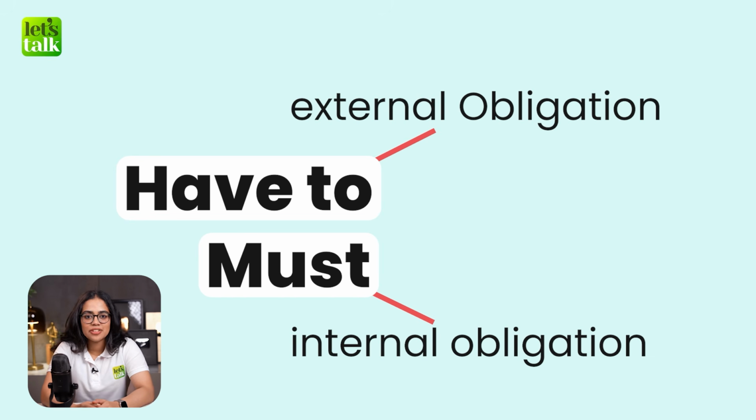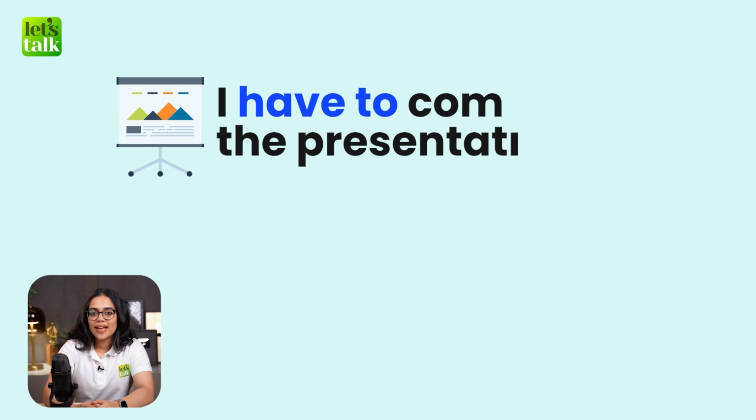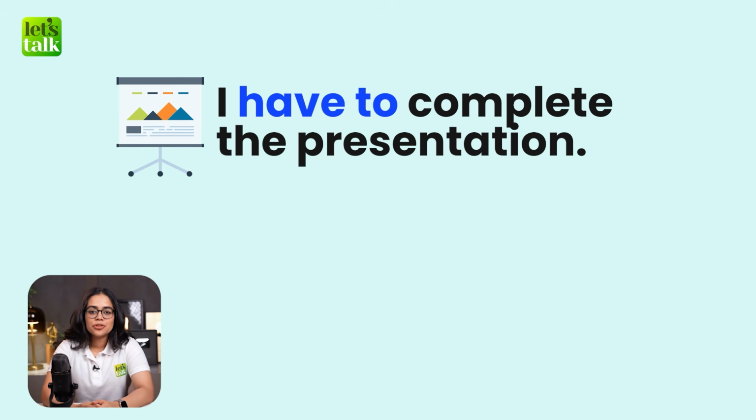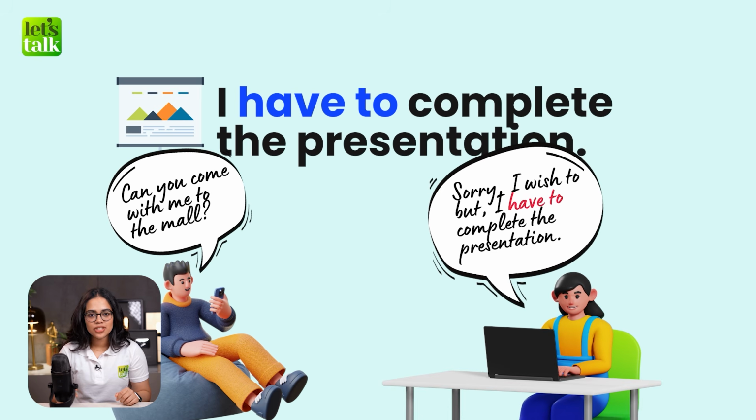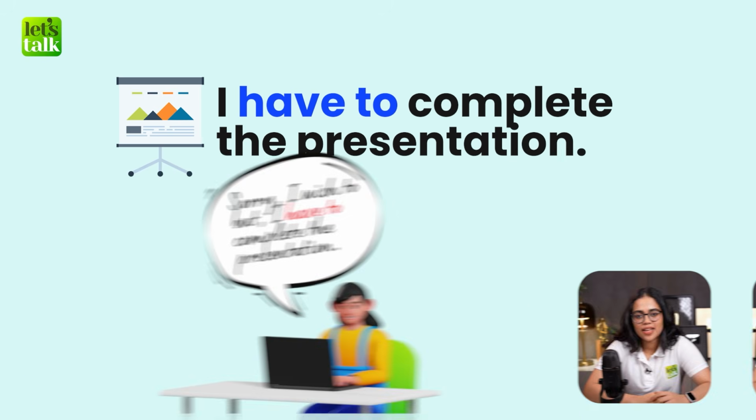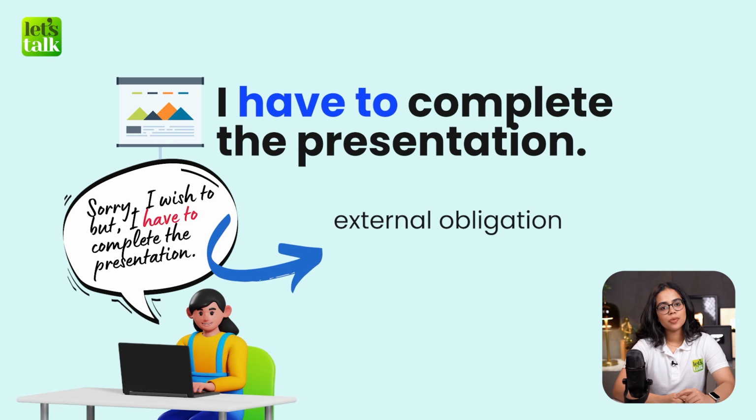Confused? Let me explain. The first sentence. I have to complete the presentation. Assume your friend phoned you and asked, can you come with me to the mall? And you reply, sorry, I wish to, but I have to complete the presentation. You wish to go, but you can't, as you have to complete the presentation. Now this is an external obligation.